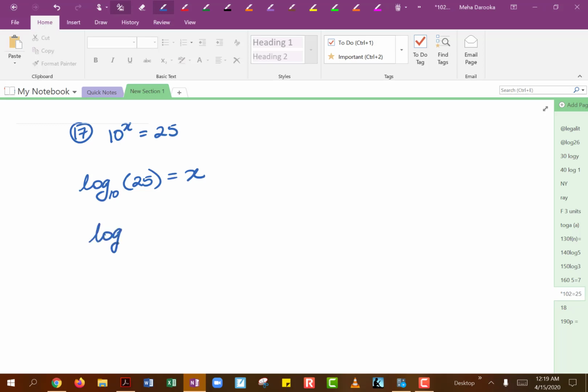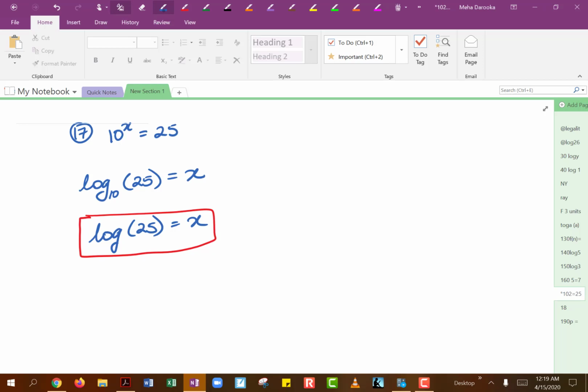Now, if they want an exact answer, you stop right here. If they say they want a decimal approximation, then you can calculate log of 25 on your calculator. Otherwise, just leave it as it is. The exact answer would be log of 25.